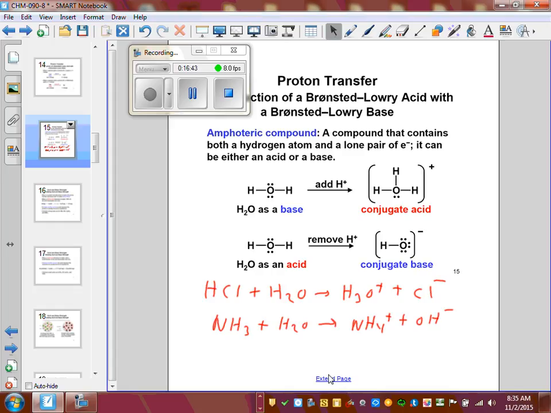This is going to donate a proton to this to give us water, so this is the conjugate acid, this is the conjugate base. This has to donate the proton to the Cl minus to give us HCl, so this is the acid, this is the conjugate base. Acid donates to the base. Yep.